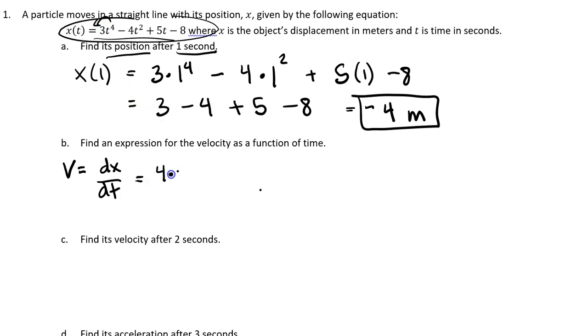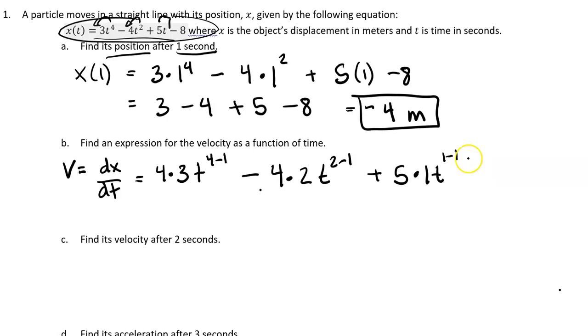So that's going to be 4 times 3 t to the 4 minus 1, take away 4, again bring down that 2, times 2 t to the 2 minus 1, plus this is like 5 times that 1 comes down, times t to the 1 minus 1, and then again 8, this is like 8t to the 0, so that is just going to be take away 8 times the 0 comes down, and this is t to the 0 minus 1. Cool. Which again, that last term, we know 8 times 0 is just going to be 0. So that last term is 0.